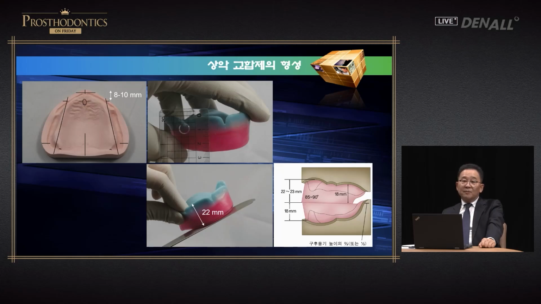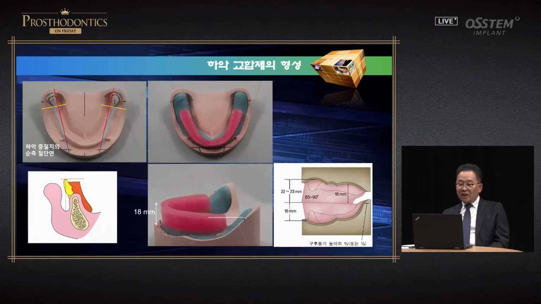This is when my students do hands-on. What is important is that we need to make it 8 to 10 millimeters anterior to incisive papilla and make it 22 millimeters. You need to make accurate wax rim and adjust it intraorally. What I hope you remember is 22 millimeters and 8 to 10 millimeters. In the case of upper posterior, it should be 18 millimeters, and in the case of lower anterior, it's 18 millimeters, and I'm sure you could be able to do a good job in the occlusal surface.